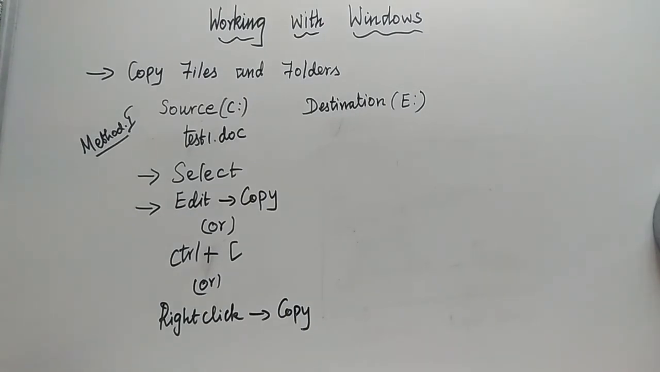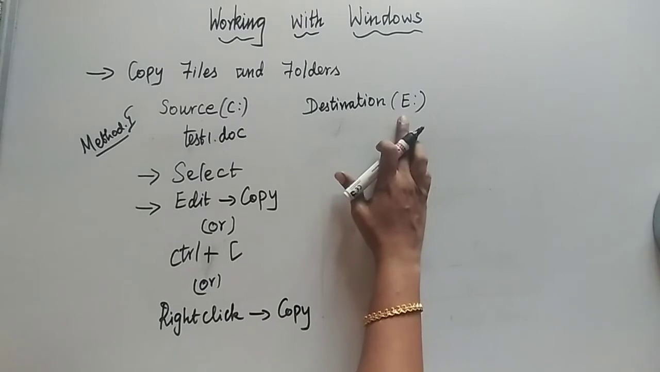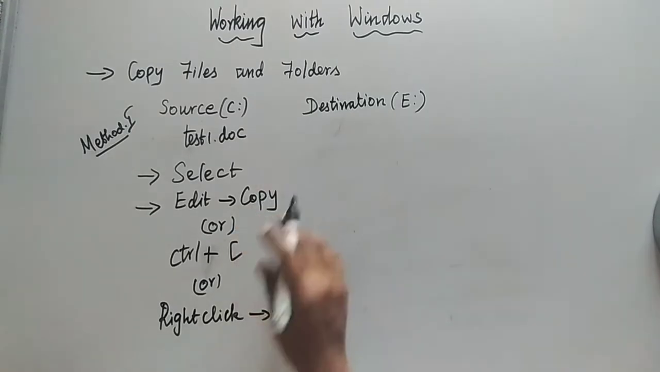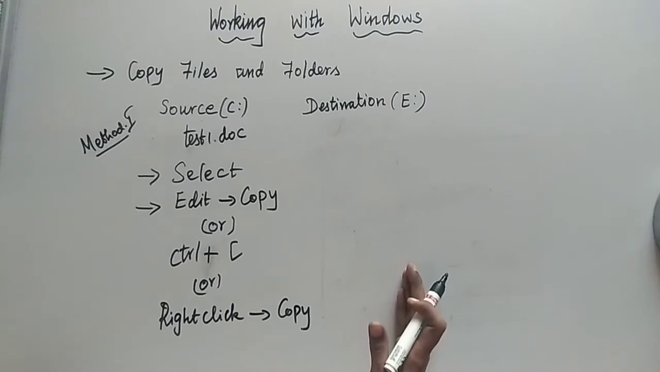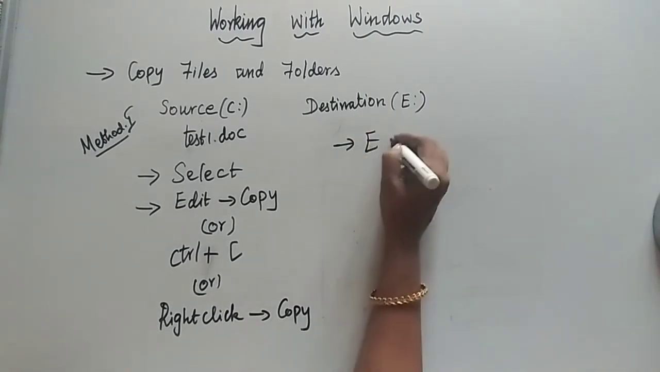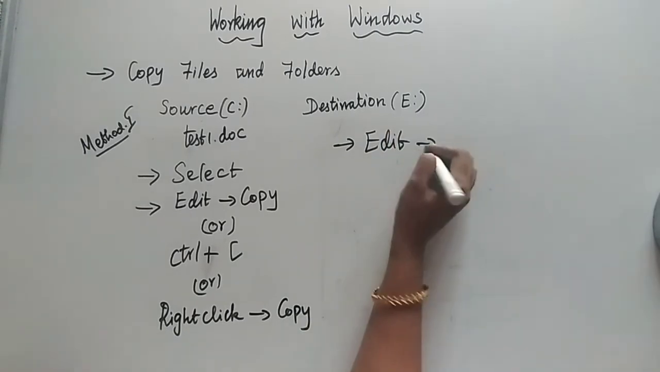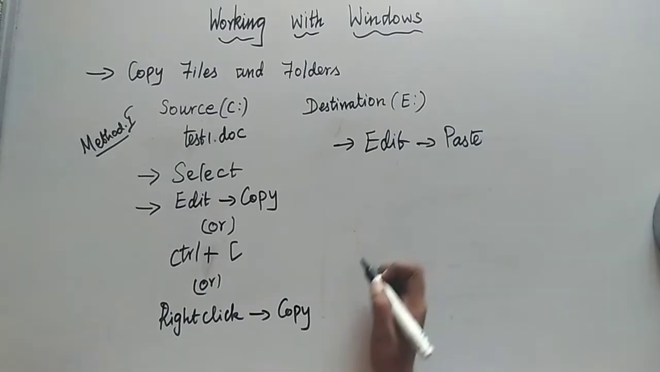For that, what are you going to do? Now you are in the destination area, that is, you are in E colon. Here, just like copying, you have 3 ways to paste. The first one is from the menu, that is Edit, Paste. You have to do Edit, Paste.